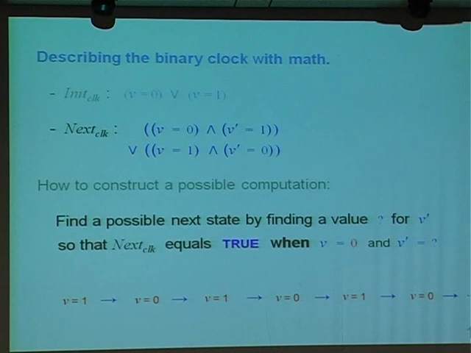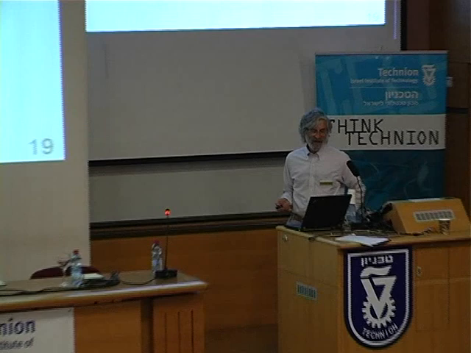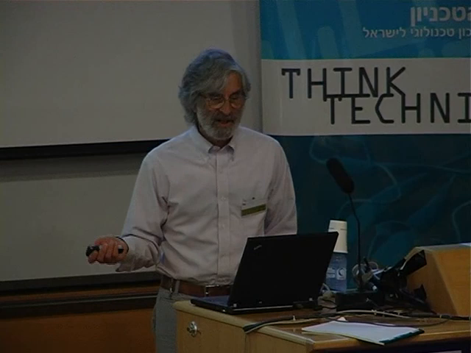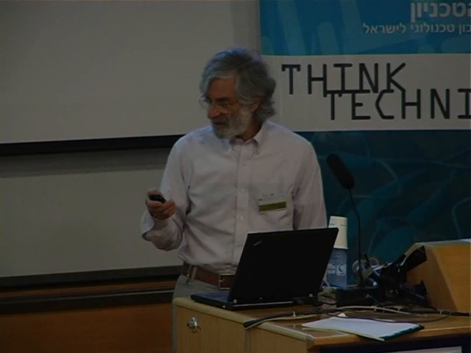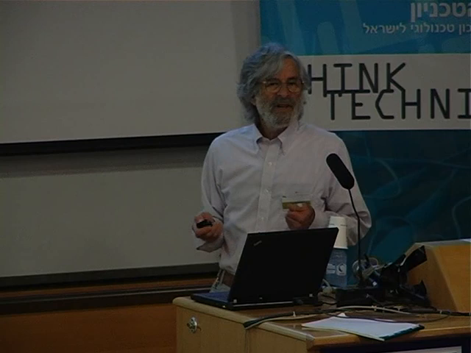Okay, so what have I done? Said a computing device generates computations. A computation is a sequence of states. A state is an assignment of values to variables. In this particular simple example, the clock, there was just a single variable, but we'll see systems now that have more than one variable. And a computing device can be described by 2 formulas.